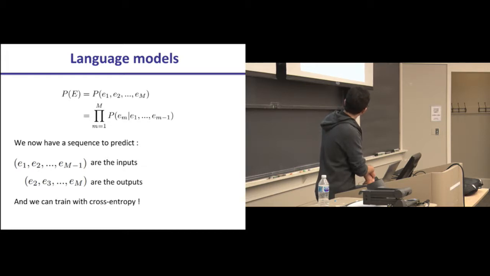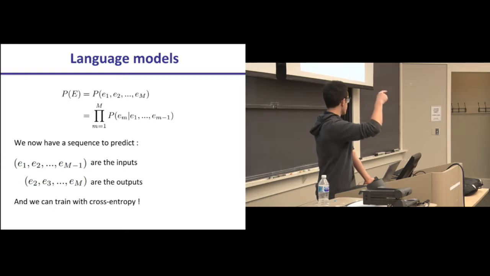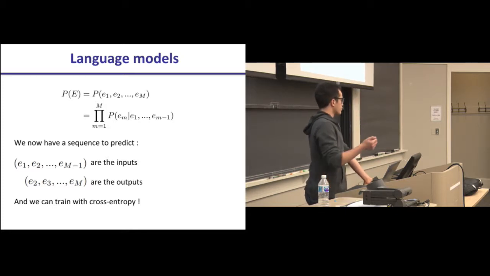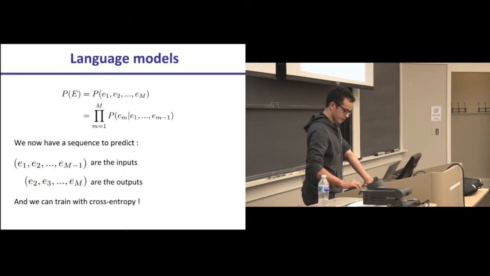So thanks to that, you now have a sequence to predict. You can first predict E1, then predict the probability of E2 given E1, and so on. So you end up having E1 up to EM minus 1 as your inputs and E2 up to EM as your outputs. And the good thing is, since it's the probability you try to predict, cross entropy is going to work very well for that.